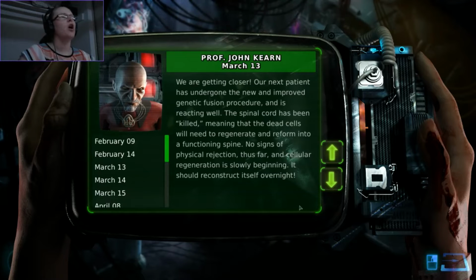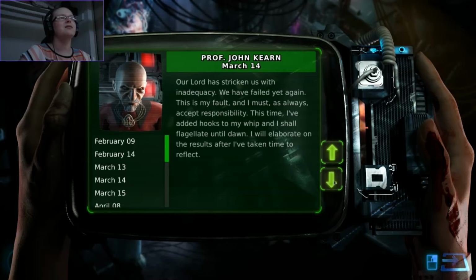March 13th. We are getting closer. Our next patient has undergone the new and improved genetic fusion procedure and is reacting well. The spinal cord has been killed, meaning that the dead cells will need to regenerate and reform into the functioning spine. No signs of physical rejection thus far, and cellular regeneration is slowly beginning. It should reconstruct itself overnight.